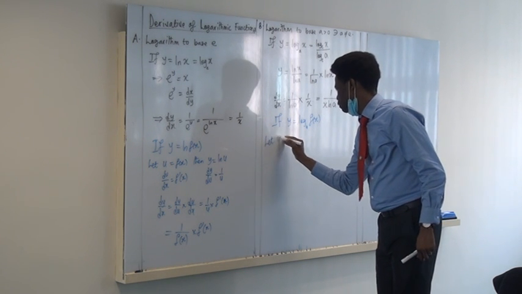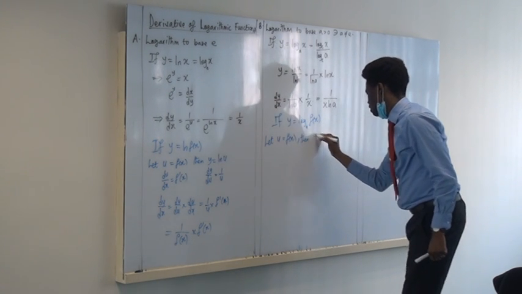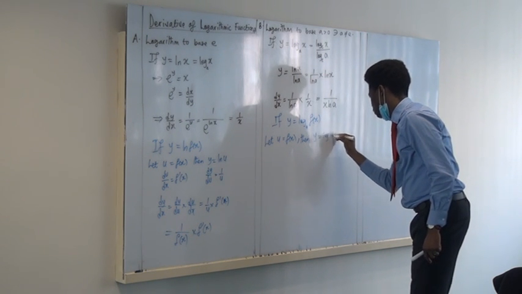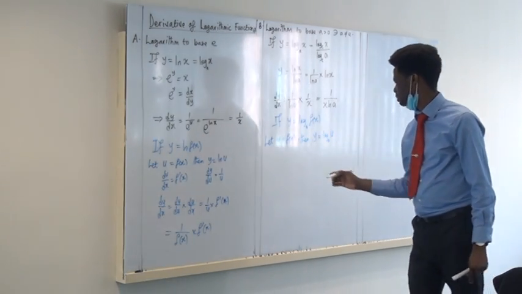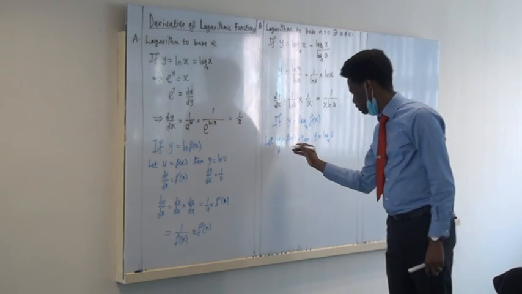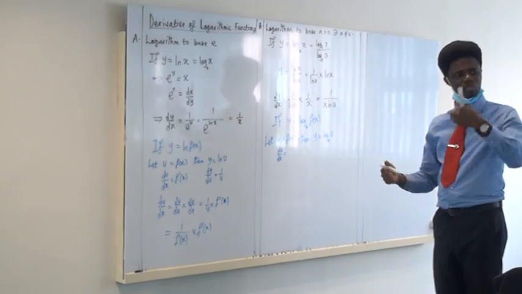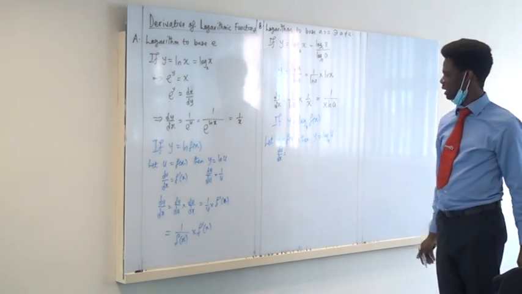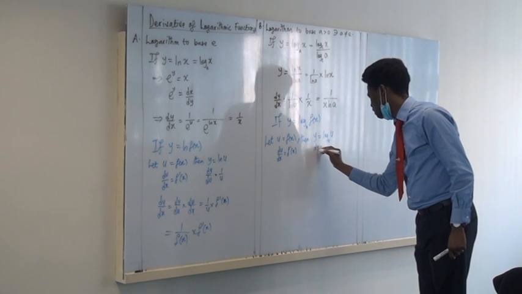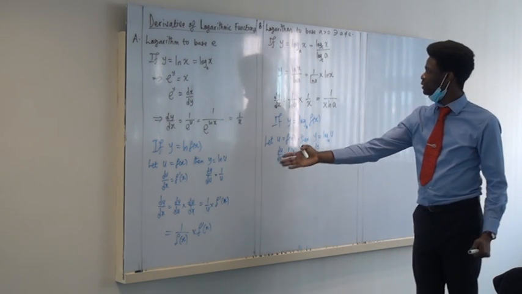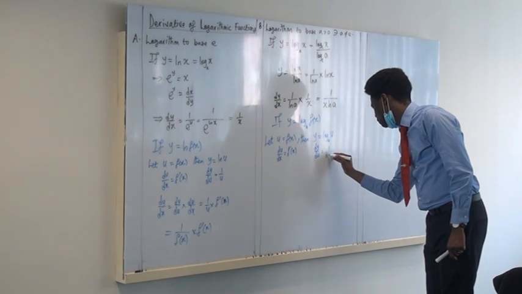Let u be f of x. So from here, if u is f of x, then y equals log of u base a. Below this, we can find du dx. When you say derivative, we don't know with respect to what, so just say du dx. And what is that? f prime x. And from here we can find dy du. From what we already know, this is equal to 1 over u ln a.